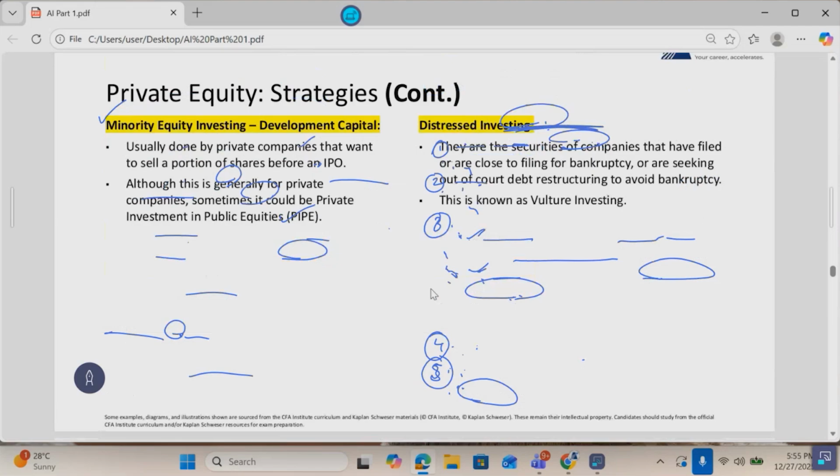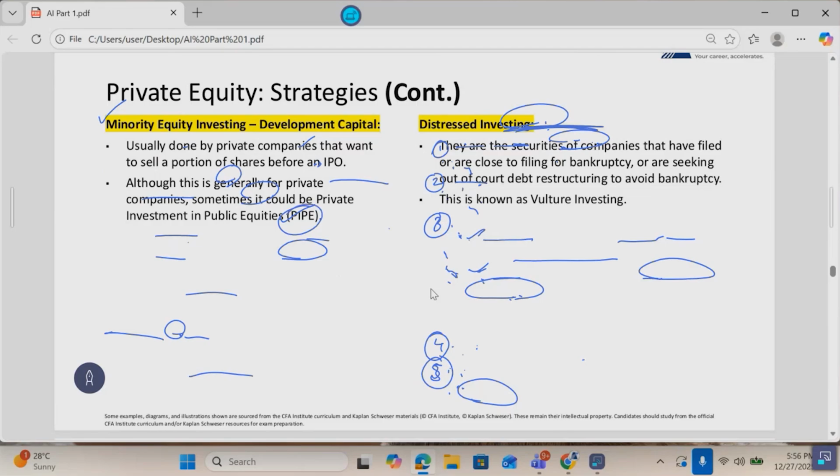Obviously, minority investing, I guess the development capital is where you are investing in development activities, right? Normally, PIPE is an example where you have private investment in public equity. That's called PIPE. Okay, you're investing in public equities through private.